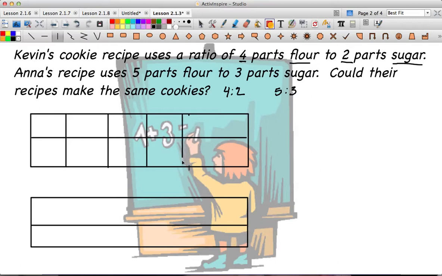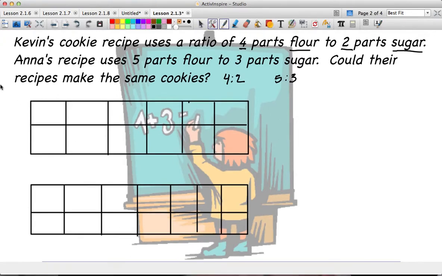Okay, and I always put a couple of extra boxes in. Sometimes we'll use them all, sometimes we won't use them all. It's just a matter of how long it takes us to find a common number in our ratio.